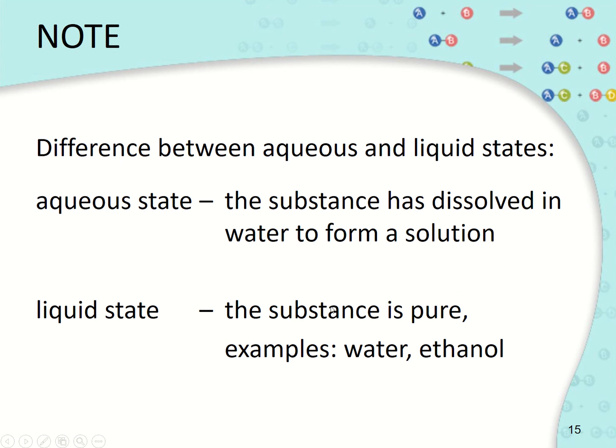But for liquid state, the substance is pure. So for example, I have water. Water is in the liquid state, or ethanol. Ethanol is in the liquid state. Or maybe I can have iron, and then I heat it until it reaches the melting point. Then beyond that, iron will melt to give me liquid iron or molten iron. So that is in the liquid state. So please don't confuse aqueous and liquid state.